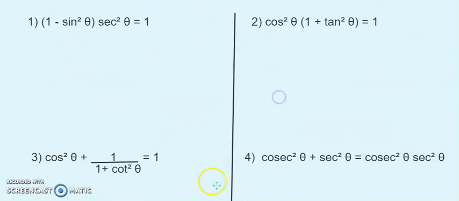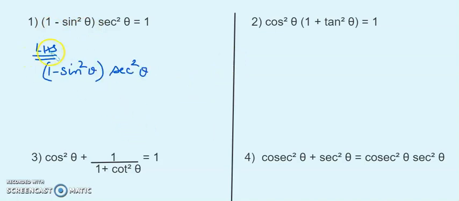So here, the first question says 1 minus sine square theta multiplied by sec square theta equals 1. First of all, trigonometric identity based questions are always solved by starting from the left hand side and trying to get the right hand side. Sometimes we start from the right hand side to get the left hand side. We should always start with the LHS.